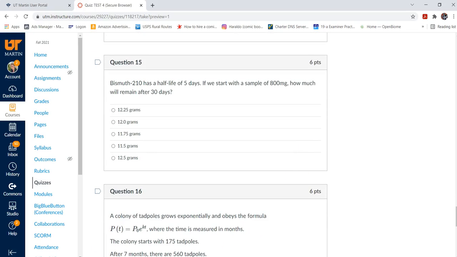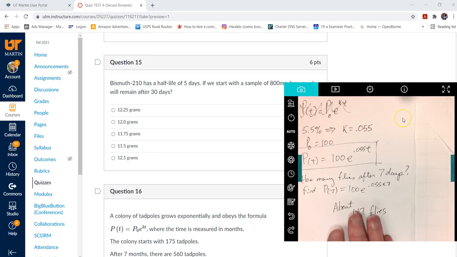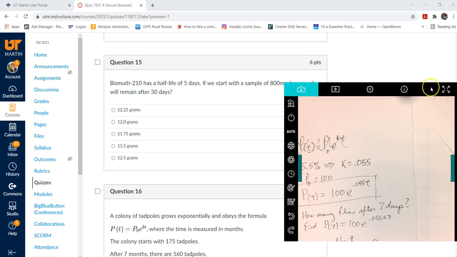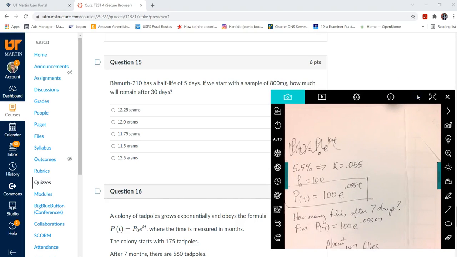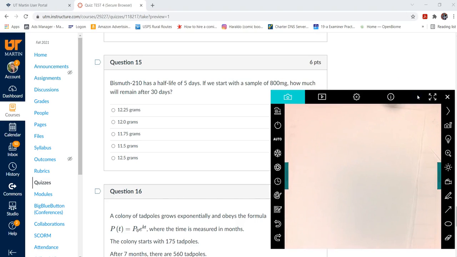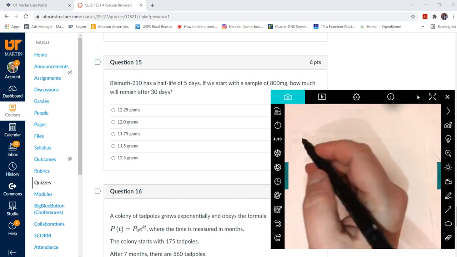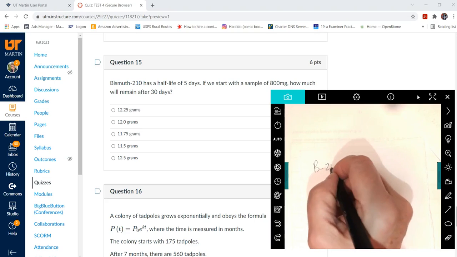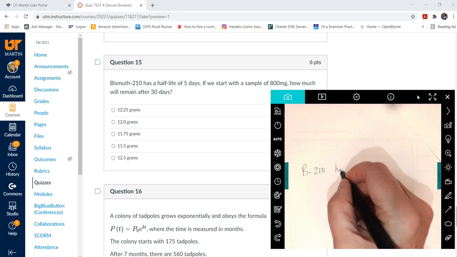Okay, so now we have a radioactive decay problem. So this has a half-life of 5 days.